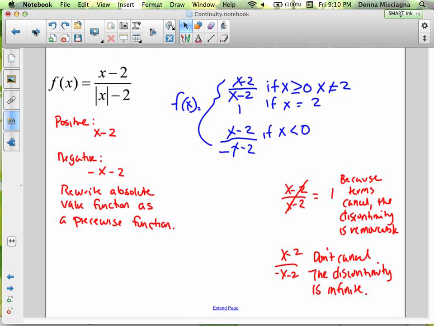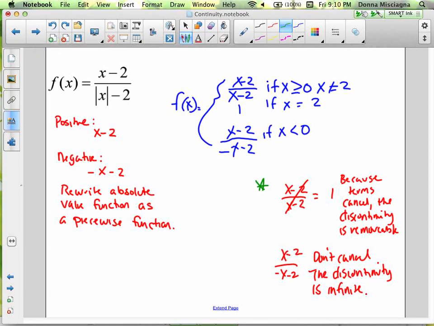It's just like that absolute value of x over x. On the positive side, it's going to be 1 because we've got x minus 2 over x minus 2. But the negative side's a different story. So we have x minus 2 divided by negative x minus 2. Here, the terms won't cancel. In the numerator, because the terms cancel, the discontinuity is removable. So that's why this one's removable. You can't cancel an x minus 2 and a negative x minus 2. If you factor out the negative 1, then you've got negative 1 times x plus 2. So you can't cancel. The discontinuity is infinite.